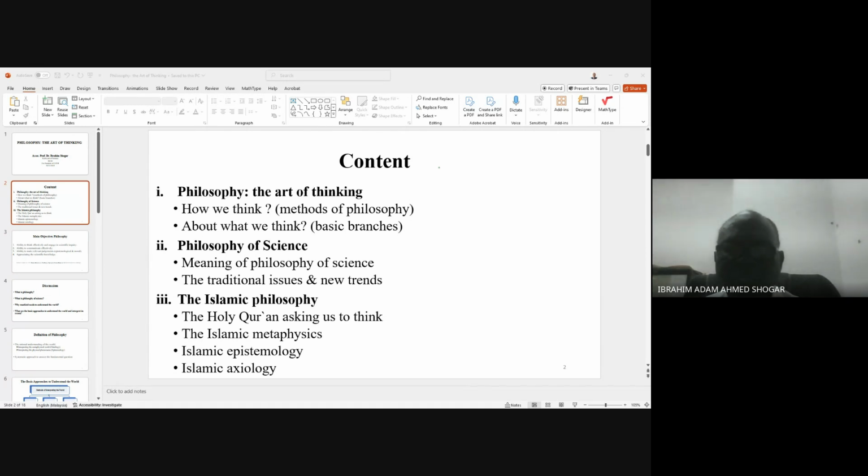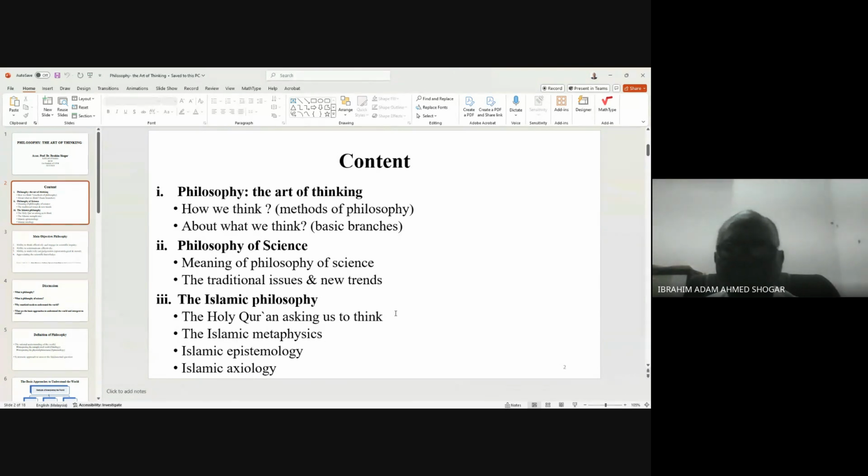Because civilization cannot continue without science. And science was a branch of philosophy at that time. Today they are separated, but still they have a very close connection. So we will accordingly discuss the concept of philosophy from the Islamic perspective. So these are the three topics.